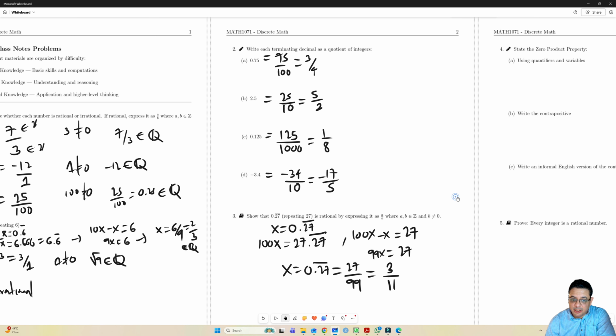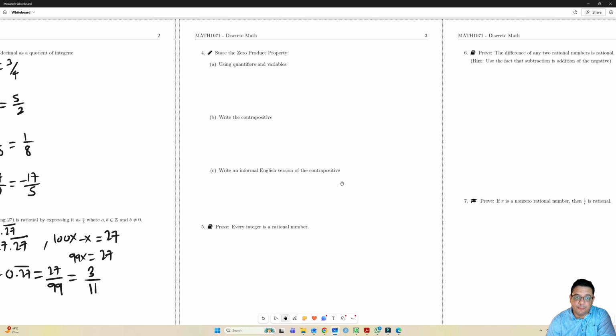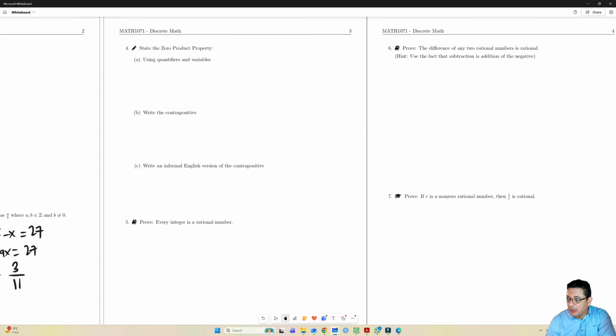Okay, now let's go to question number 4. Question number 4 is just a reminder of the stuff we did in class. So we want to write, using quantifiers and variables, the zero product property, which is pretty much that for all x and y that belong to the real numbers, if x is different from 0 and y is different from 0, then x times y is different from 0.